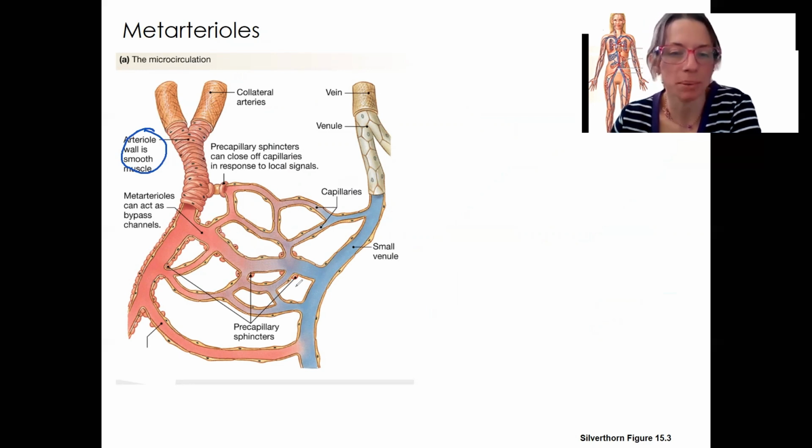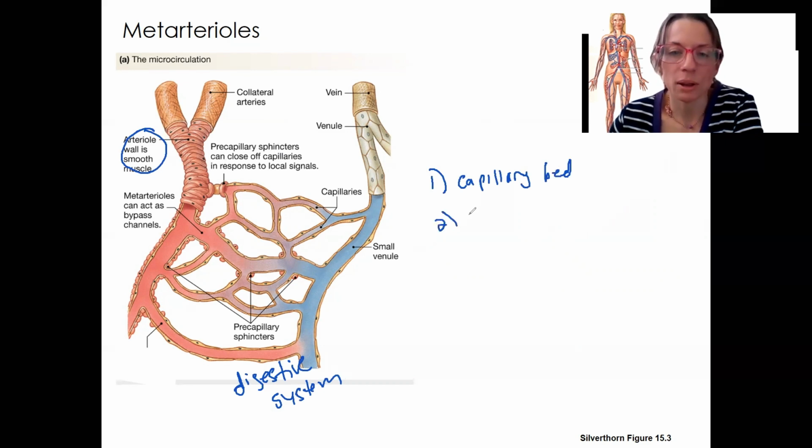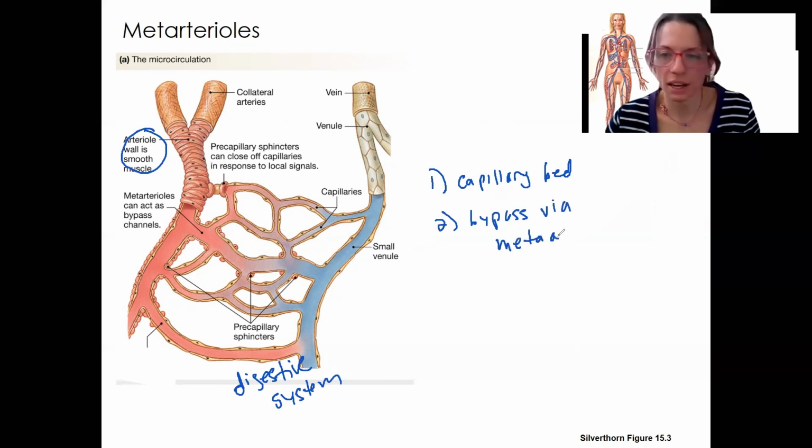So this might be in, let's say, your digestive system. Let's say that's where we're looking at, a capillary bed in your digestive system. You can either go through the capillary bed to provide nutrients to the tissues that are there, right? So 1 capillary bed, and that's probably what you kind of expect, right? However, you also can bypass. And this is through a meta-arteriole. I always add an extra A there.